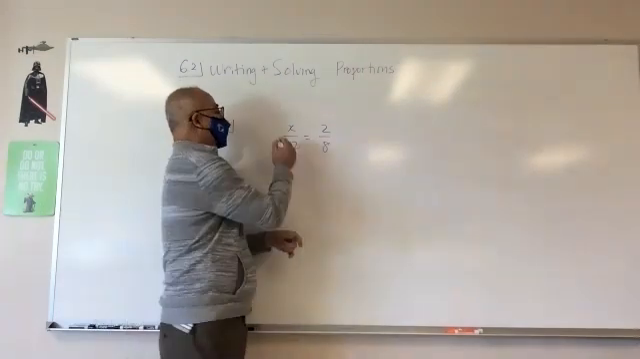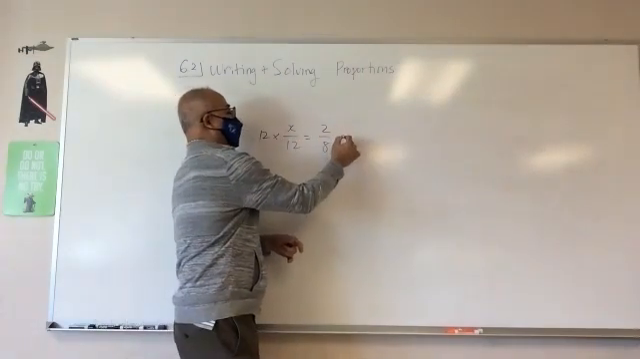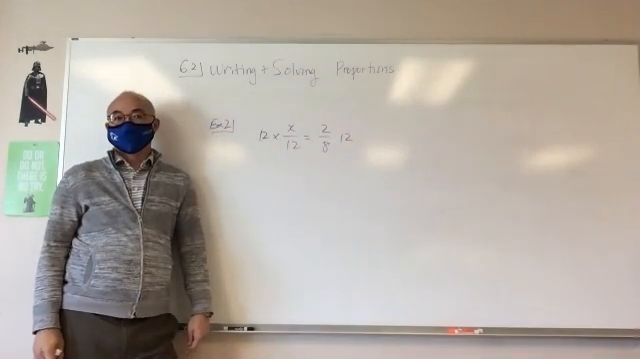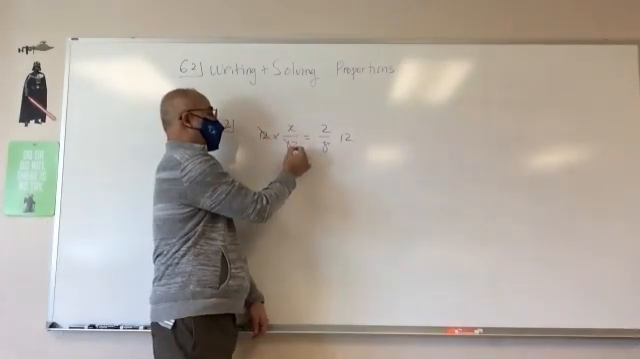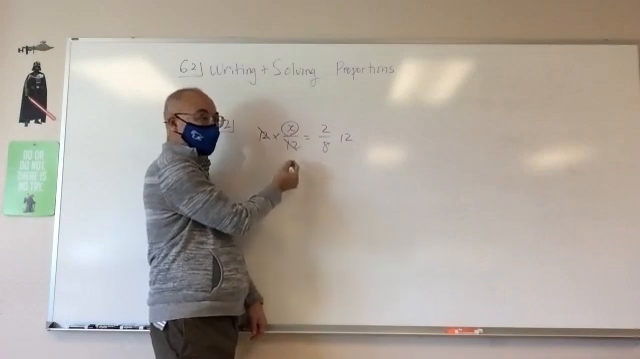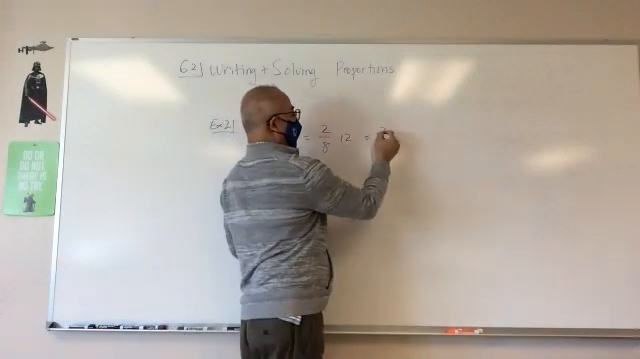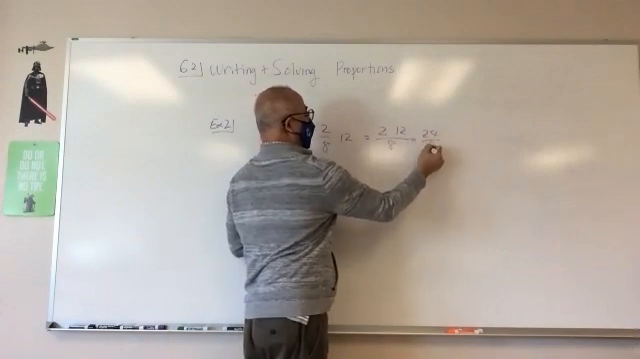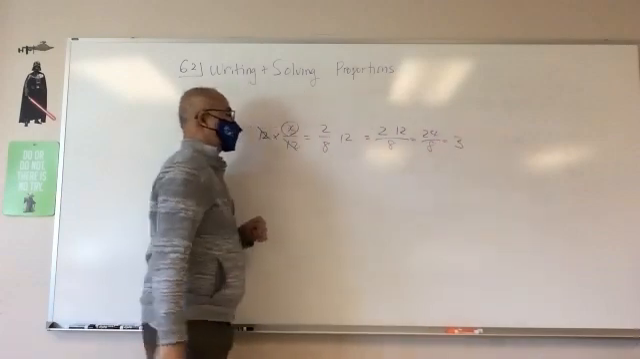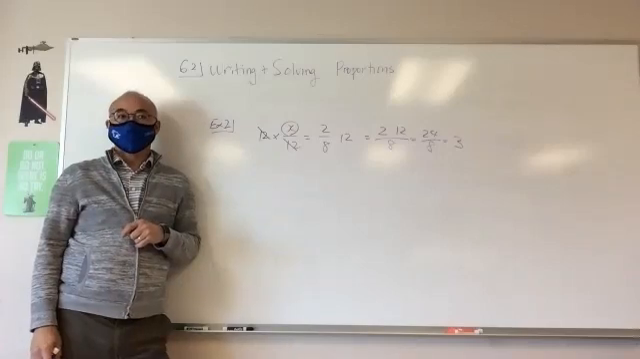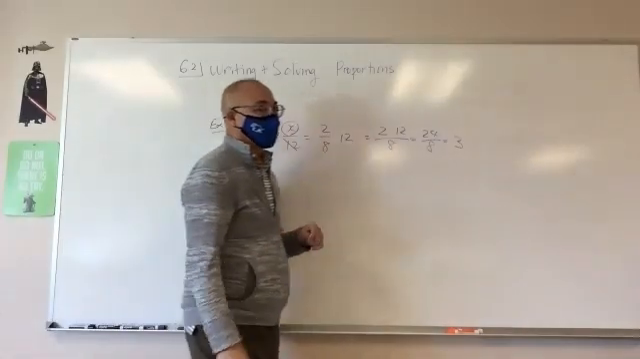So in this one, I would just go ahead and multiply both sides by 12. And what does that accomplish for me? That allows me to get rid of this, and I only have x left here. If I multiply both sides by 12, I get 2 times 12 over 8. 2 times 12 is 24 over 8, which is 3. So x is equal to 3.